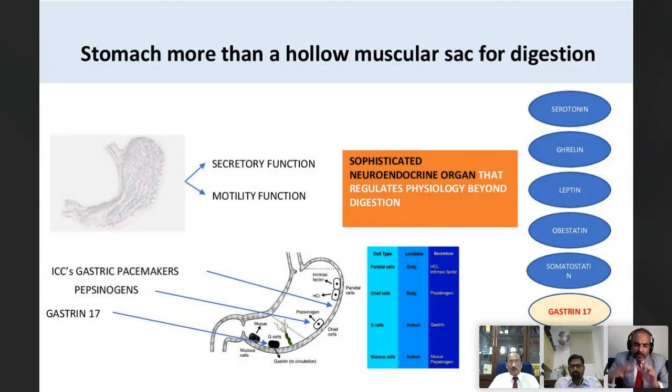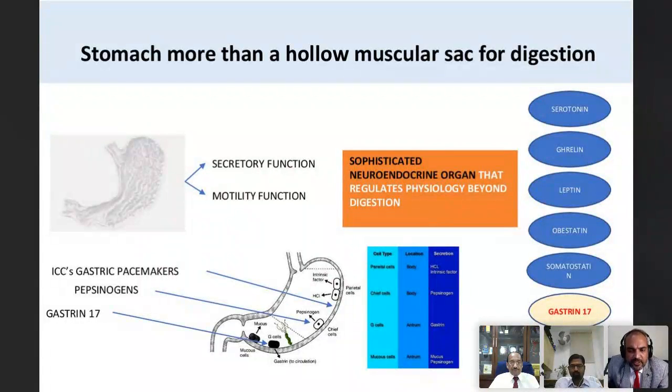Interestingly, as the entire secretory function goes on, there is another important function which is critical to digestion, which is nothing but motility. Now, the motility part depends on cells called the interstitial cells of Cajal, which are the gastric pacemakers, and they are situated primarily in the corpus region.